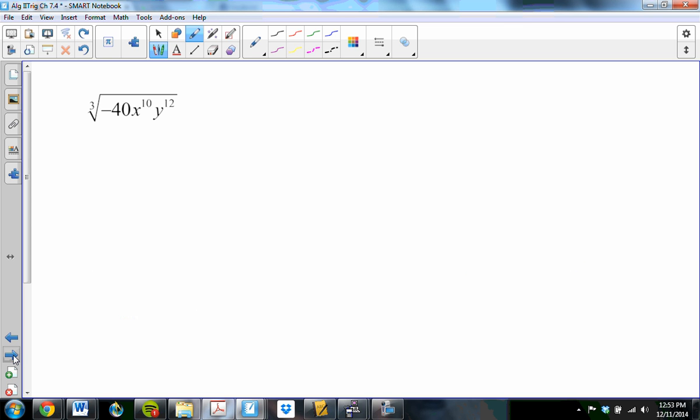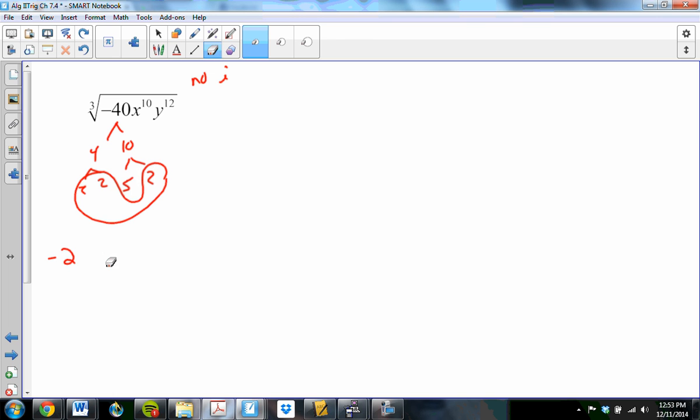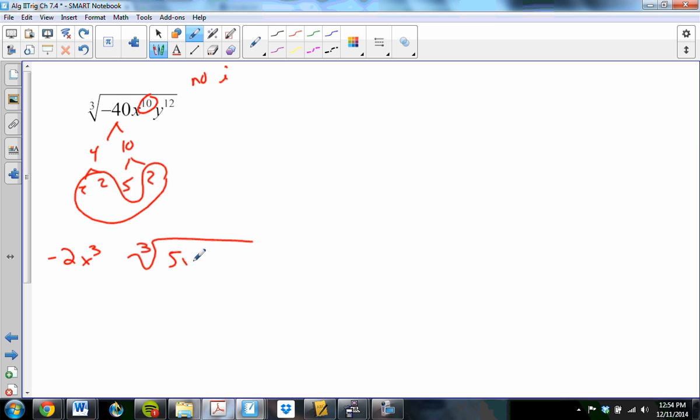Okay? So this is not going to have an i anywhere. I'm just going to go for it. So for negative 40, it's going to have 4 and 10, 2 and 2, 5 and 2. There's my triple. So it's 2 times negative 2 times the third root of 5, then divided by 3 is 3 remainder 1, 12 divided by 3 is 4 remainder 0, and there's my solution.